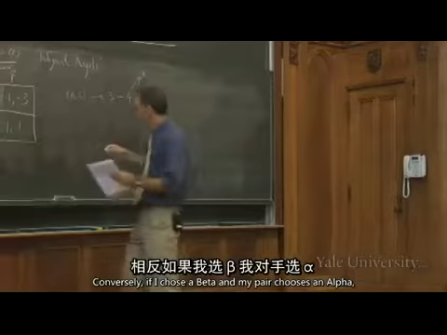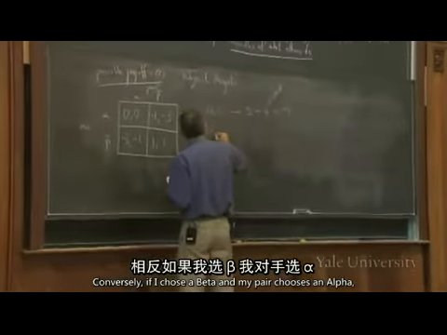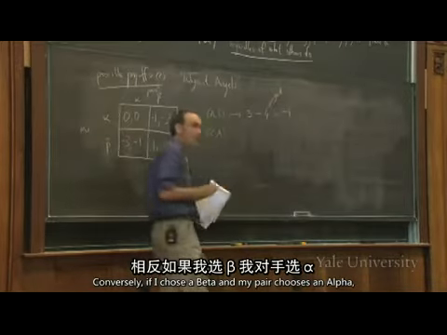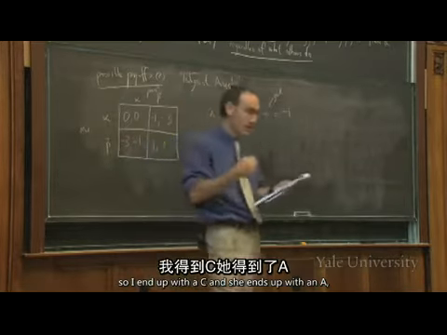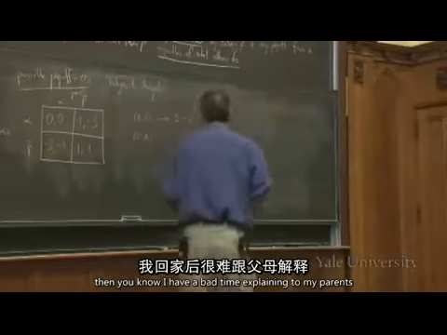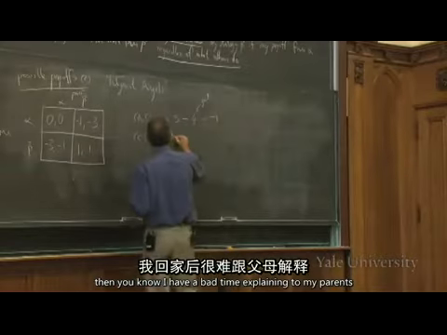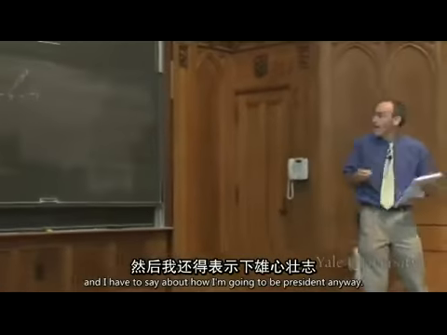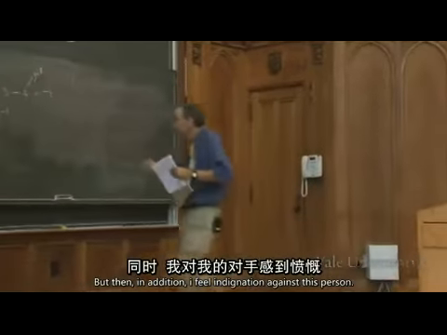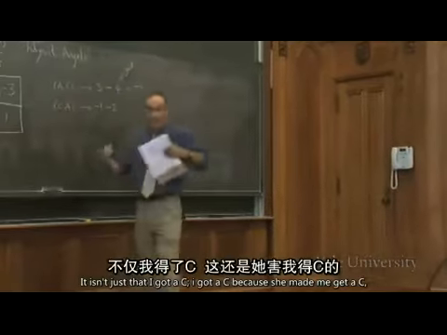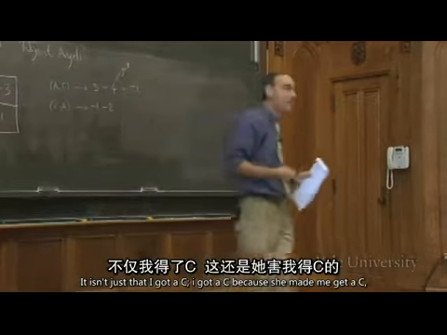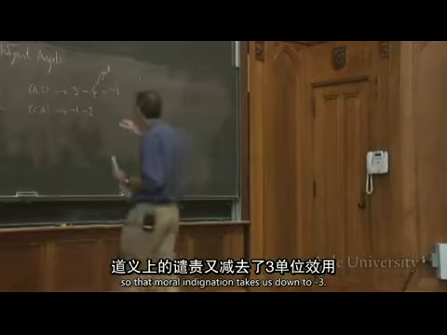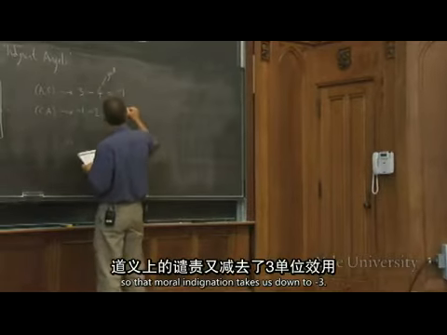All right? Conversely, if I chose a beta and my pair chose an alpha, so I end up with a C and she ends up with an A, then I have a bad time explaining to my parents why I got a C in this class, and I have to say about how I'm going to be president anyway. But then in addition, I feel indignation against this person. It isn't just that I got a C because she made me get a C. All right? So that moral indignation takes us down to -3.